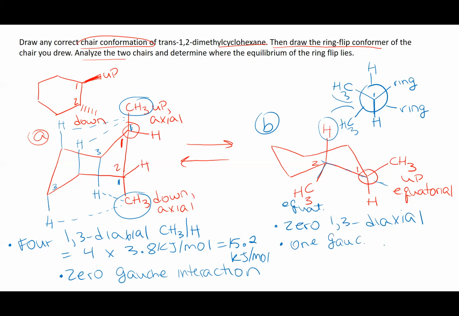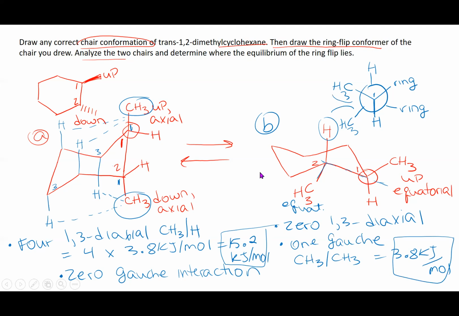Also a tip, if you have substituents that are adjacent, so on carbons 1 and 2, and at least one substituent is equatorial, there is a gauche interaction. So 1 gauche between the CH3 groups actually costs also 3.8 kilojoules per mole, the same as a 1,3-diaxial interaction. So I've done this conformational analysis. I can look at the total strain added by the substituents in each ring flip and determine that the equilibrium of this ring flip should lie to the right.